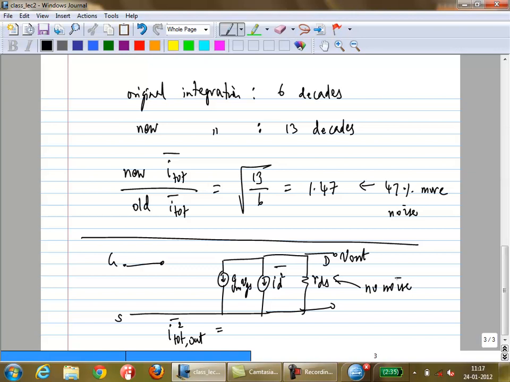Yes, what about this? No, this is thermal noise current. Okay. It has two components, okay?